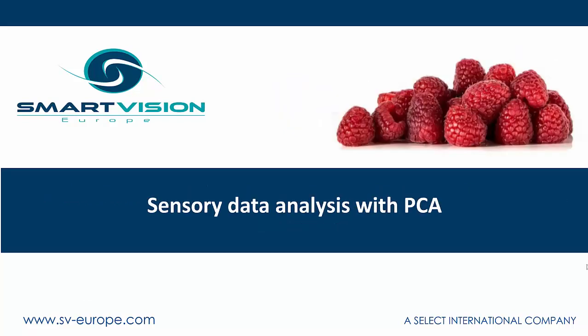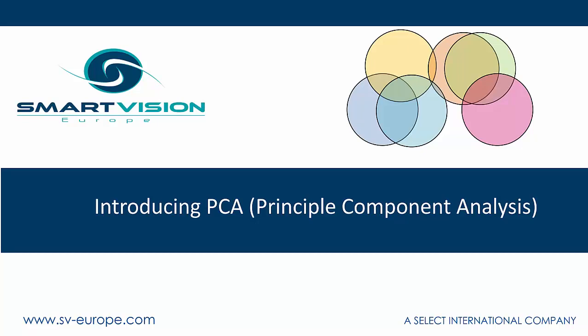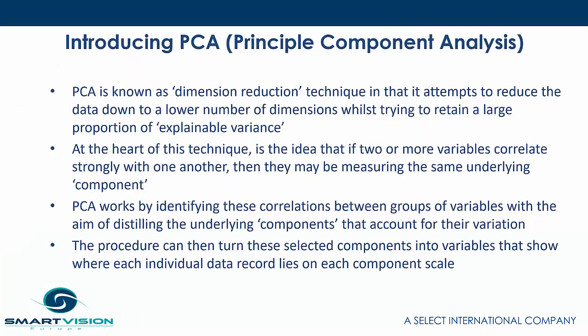So here in part 2, we're going to show you how you can use PCA in Unscrambler to analyze our sensory data. And PCA, of course, is principal component analysis. If you're not familiar with the concept of it, I'll just briefly introduce you to it.